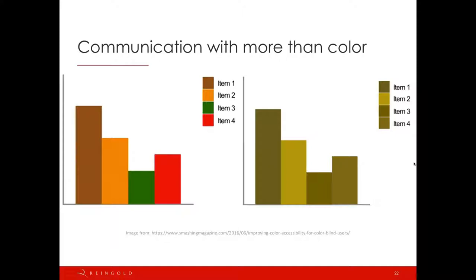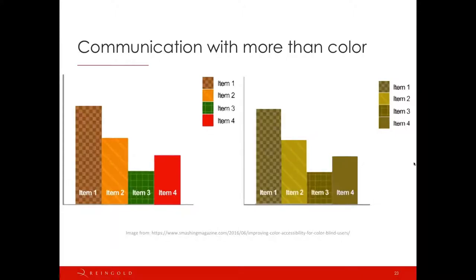So in this slide, you can see what this bar graph looks like in full color on the left versus what it looks like to someone who is red blind on the right. If a description of this graph refers to the brown bar, it would be impossible for someone who is red blind to know which bar that is.